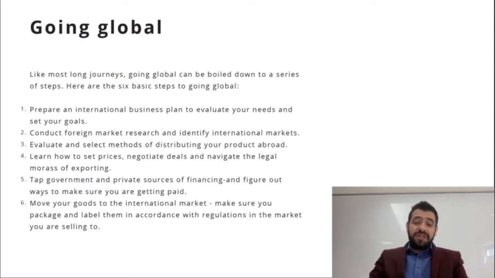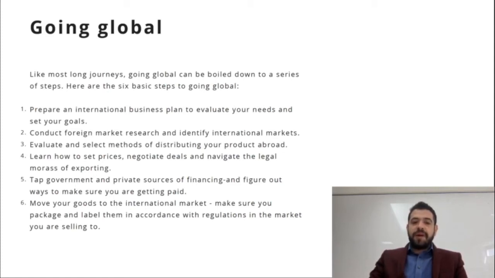Like most long journeys, going global can be boiled down to a series of steps. Here are the 6 basic steps to follow for going global. First of all, prepare an international business plan. This will help you evaluate your needs and at the same time set your goals. Contact foreign market research and identify international markets and at the same time trends and opportunities. Evaluate and select the methods of distributing your product abroad.